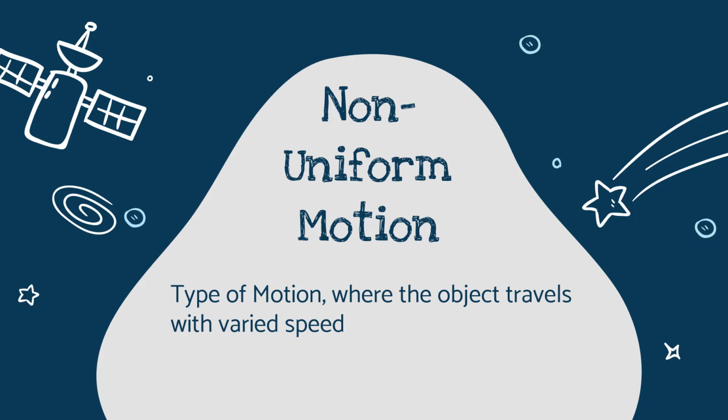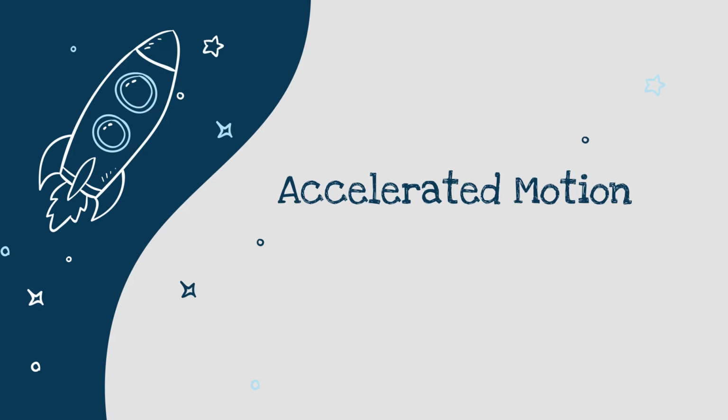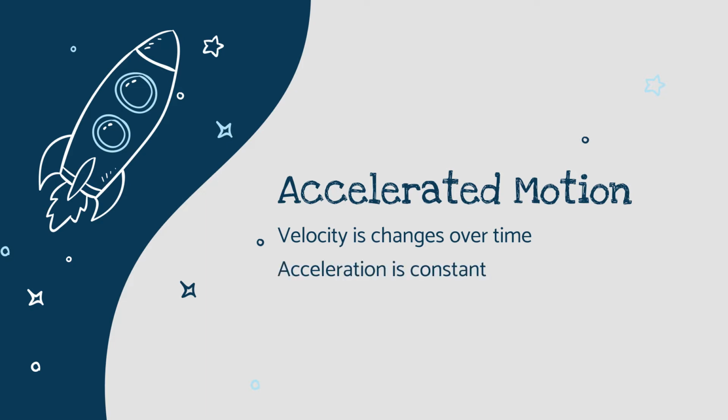So what is non-uniform motion? Non-uniform motion is a type of motion where the object travels with varied speed. We will learn about one type of non-uniform motion. We call it accelerated motion. Accelerated motion is when velocity changes over time. Especially for today, we will talk about uniformly accelerated motion, when the acceleration is constant. There are two types of acceleration. The first one is called acceleration, when the velocity or speed of the object is increased.